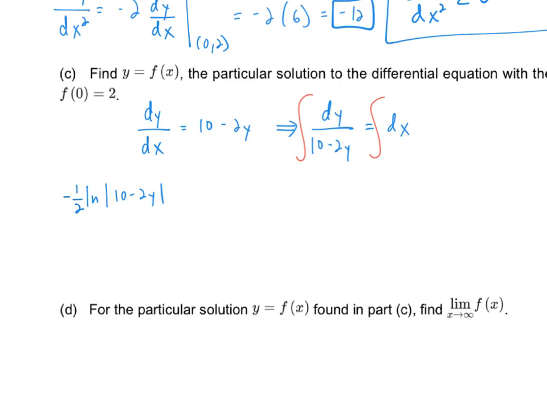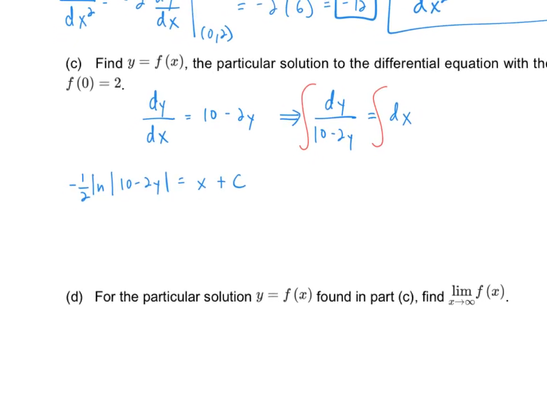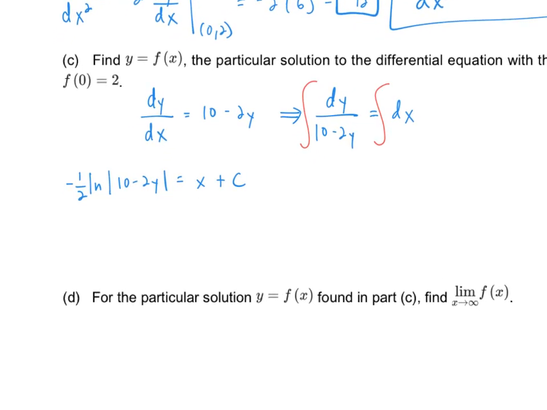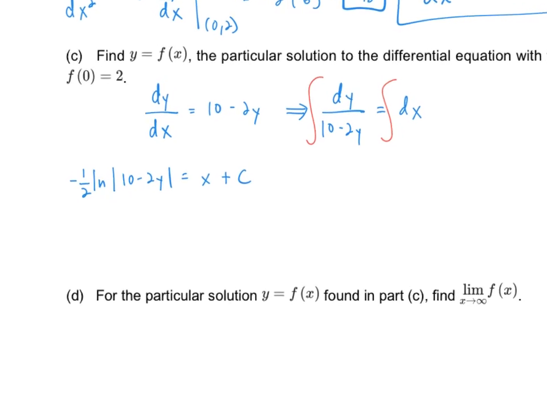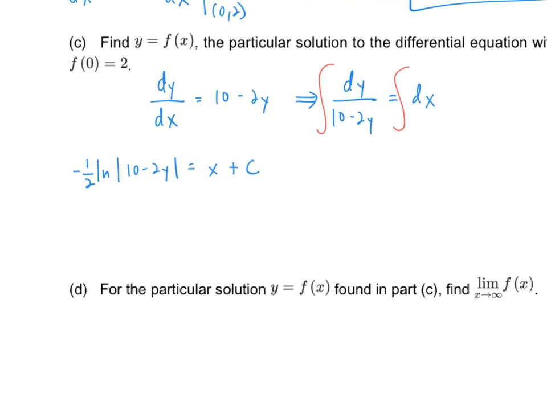Okay, so that's the integral left-hand side. Integral right-hand side, integral dx is just x, and then we'll have this plus c. Okay, so now we need to do two things. Find c, and then solve this for y also. All right, so we'll find c by plugging in the initial condition. So we'll plug in this point 0, 2.